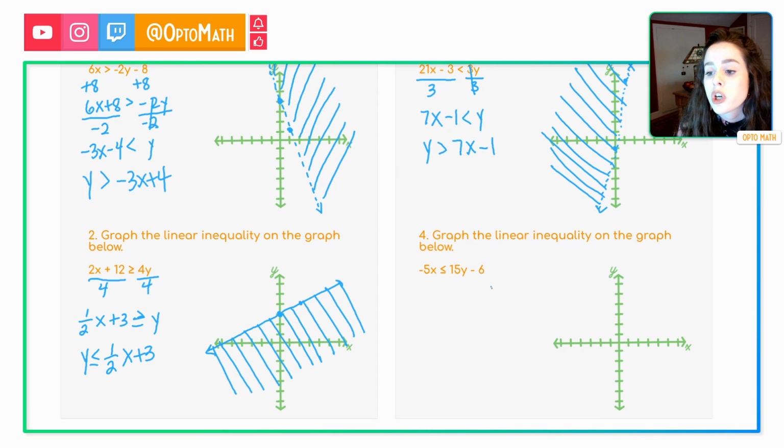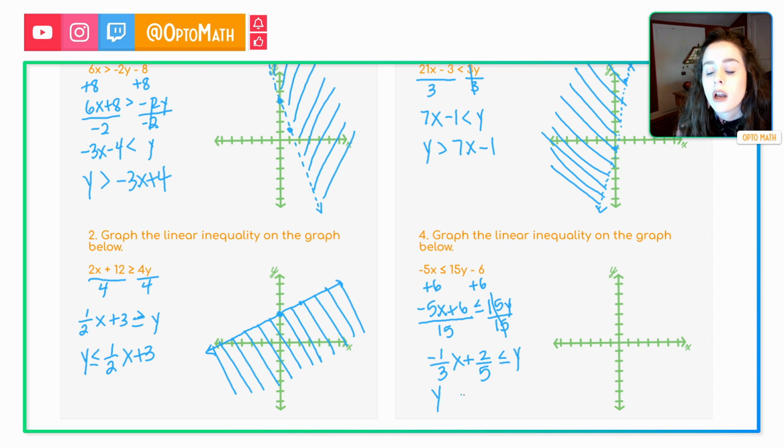Let's look at number 4. Graph the linear inequality on the graph below. Let's solve for y. So we'll add 6 to both sides. We have negative 5x plus 6 is less than or equal to 15y. Now let's divide both sides by 15. Negative 5x divided by 15 is negative 1/3 x, and then positive 6 divided by 15. Take out a 3 in each and you get 2/5. And we didn't multiply or divide by negative, so the symbol stays the same, and we have a y.